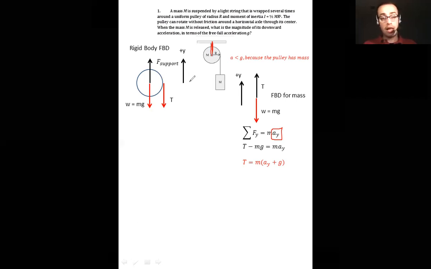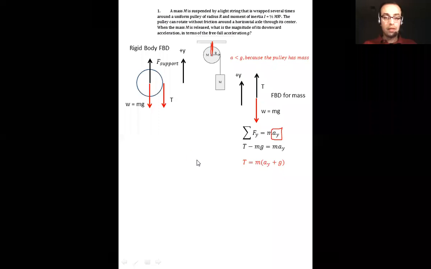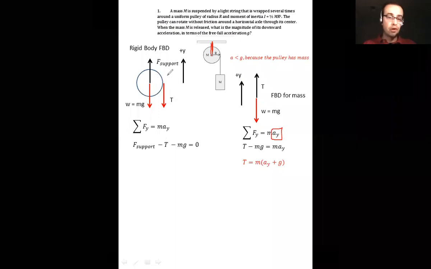And then, once again, let's say that positive y is in the upwards direction. What we can say is that the sum of forces in the y direction is equal to m a sub y. And when we account for those forces, there's a force of the support, which is positive, minus a force of tension, which is negative, and minus the weight of the pulley itself, because that's going in the negative direction. And we know that this is all equal to 0.